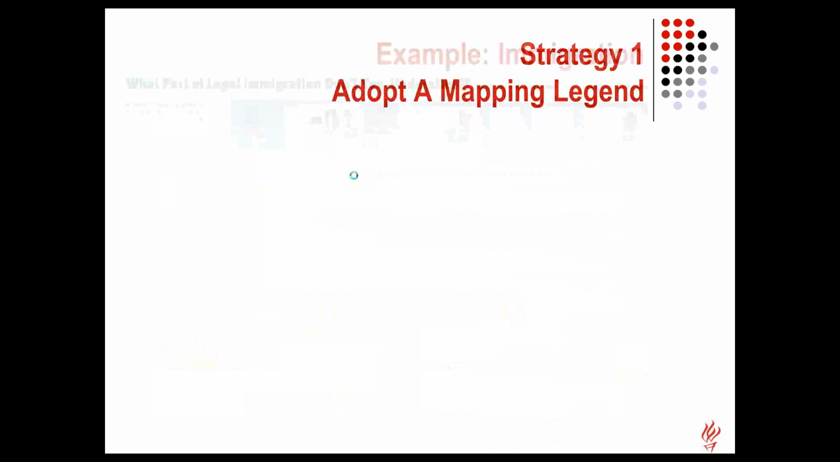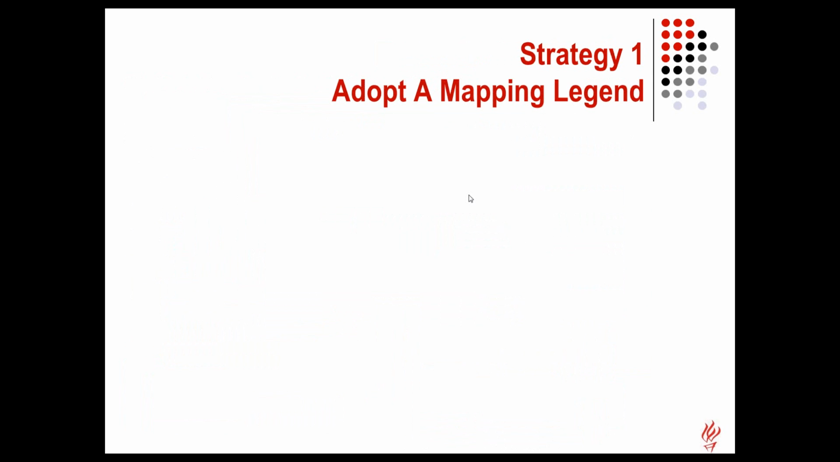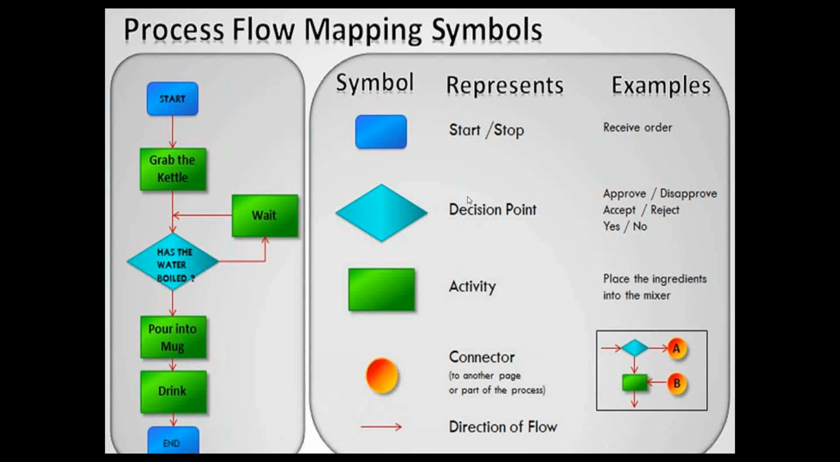So if you're looking at this and go, wow, this makes a lot of sense to me, I really would like to do this, then the question becomes, how do you do it? And I've identified a couple simple steps to get you started. Number one, adopt a mapping legend. What do I mean by that? Well, you've got to adopt some language or visual language that you can use to think through concepts.